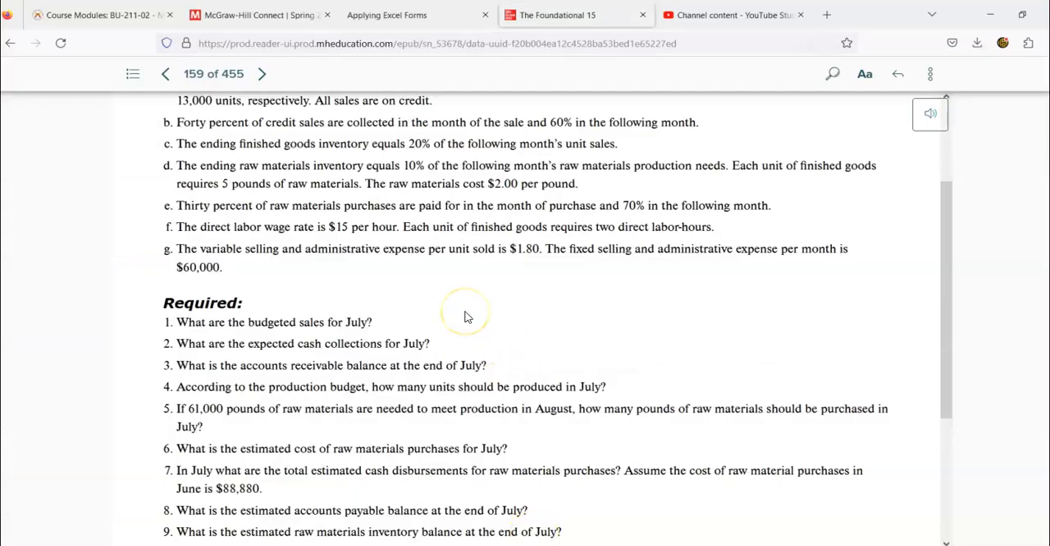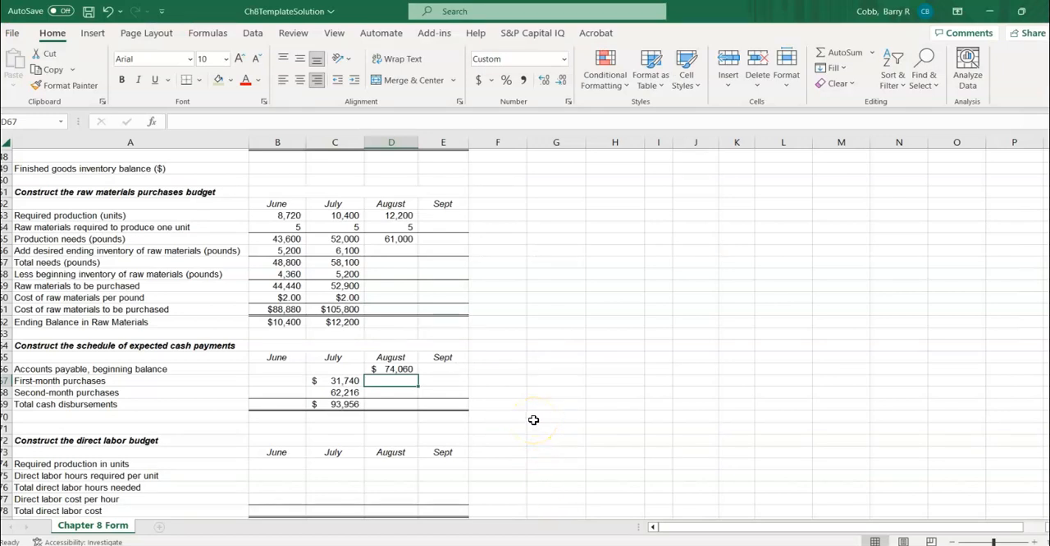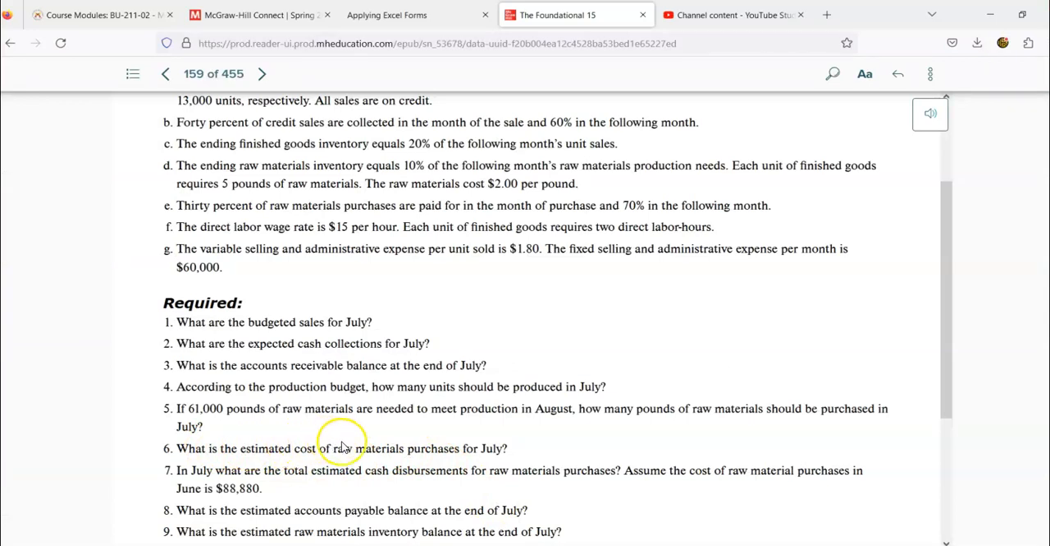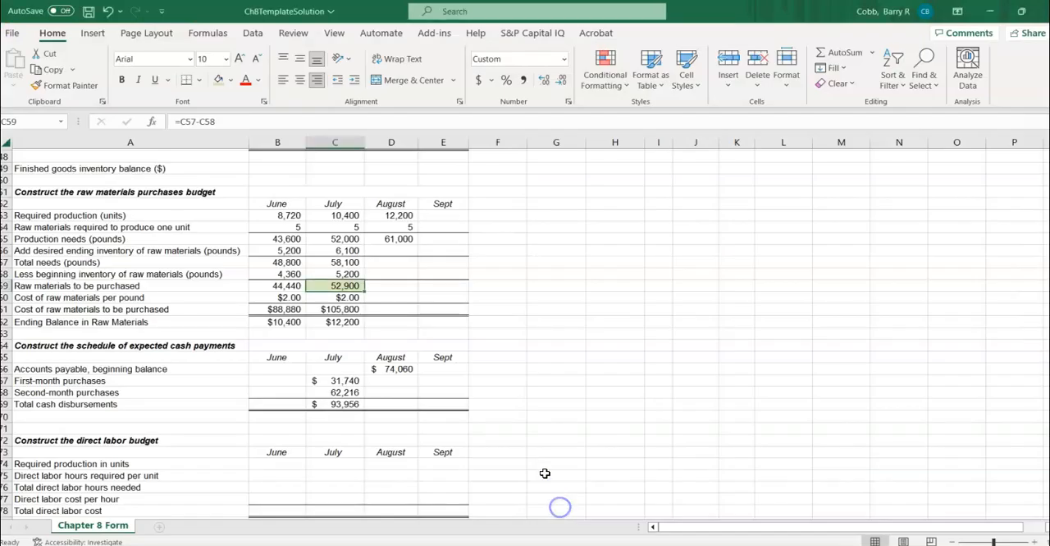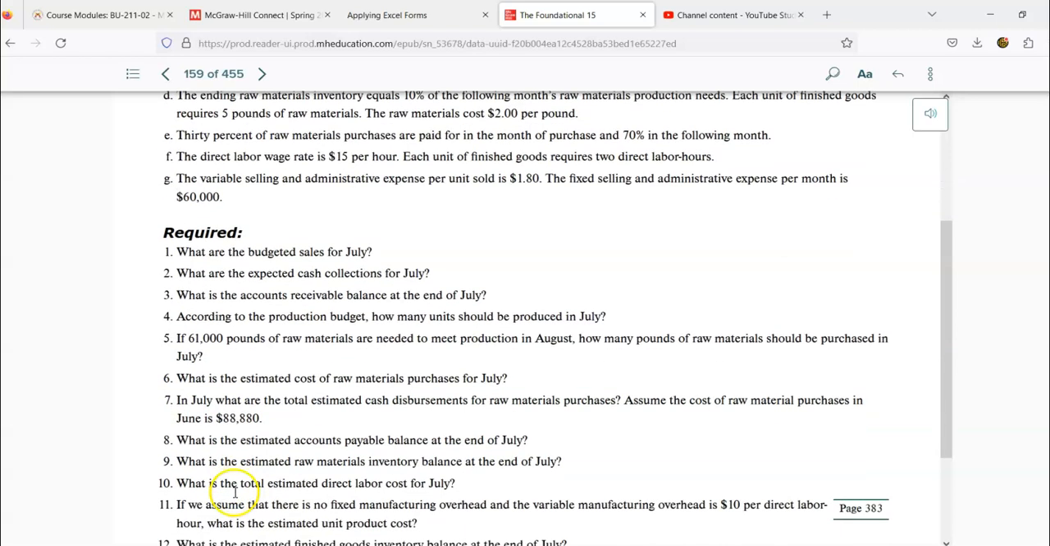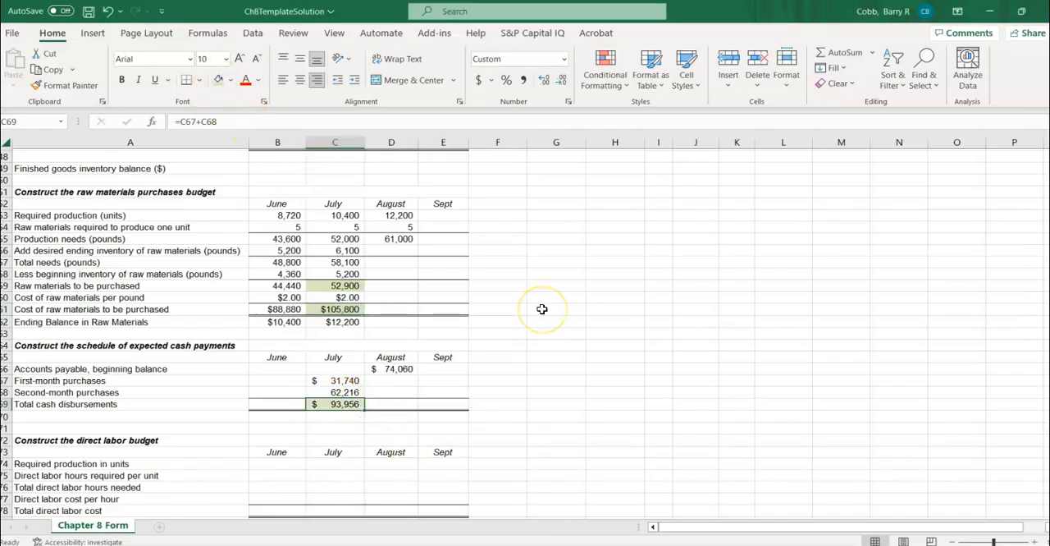So if we look at the foundational 15 questions, it asks here, how many pounds of raw materials should be purchased in July? And we see that that's 52,900. What is the estimated cost of raw materials purchased for July? And so that's 105,800. And we see that cost of materials purchased in June is 88,880, which is given also here in question 7. But that says, what are the total estimated cash disbursements for raw materials purchases in July? And we see that that's 93,956. We also see that the ending accounts payable balance in July, or the beginning for August, is 74,060.